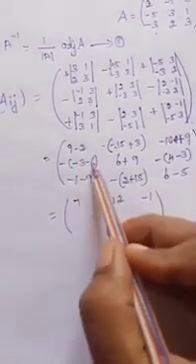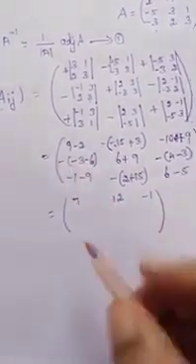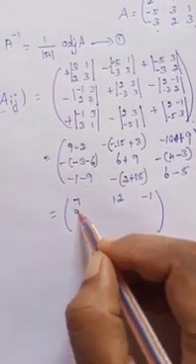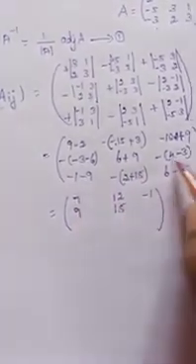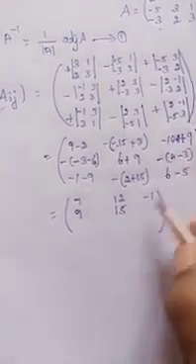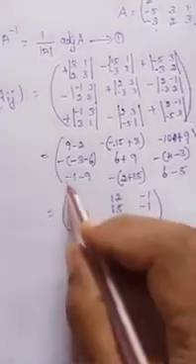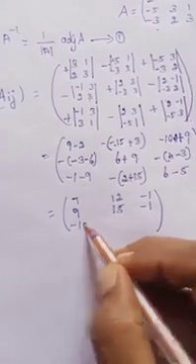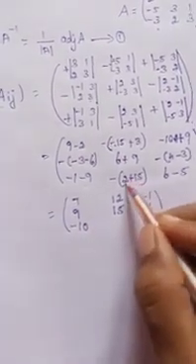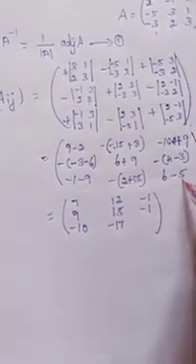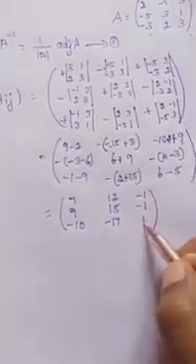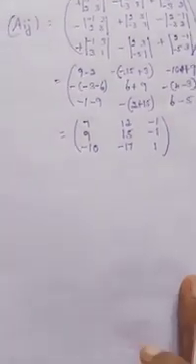And this is minus 3 minus 6 is minus 9. Since outside a minus is there, this is plus 9. 6 plus 9, 15. 4 minus 3 is 1 and this is minus 1. Minus 10, this is 17. Outside minus is there, minus 17. 6 minus 5 is 1. So we have found out Aij.